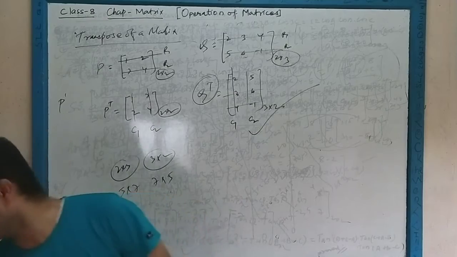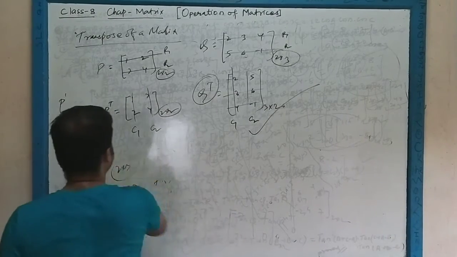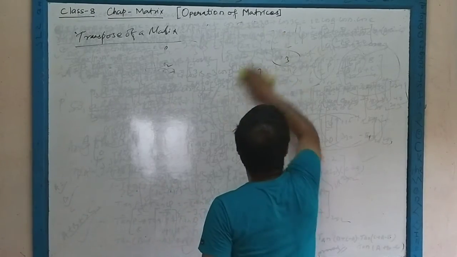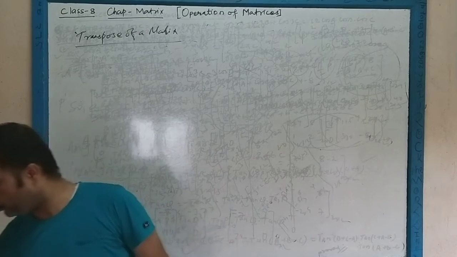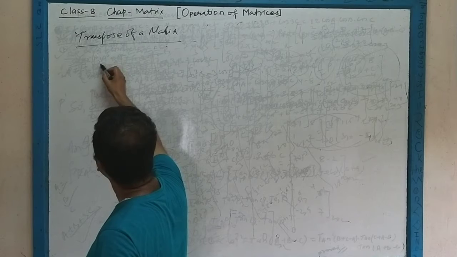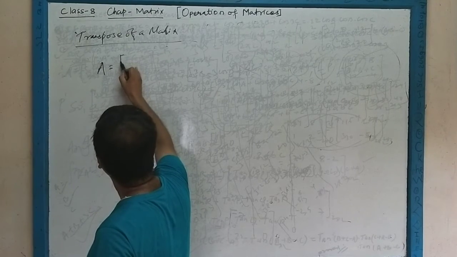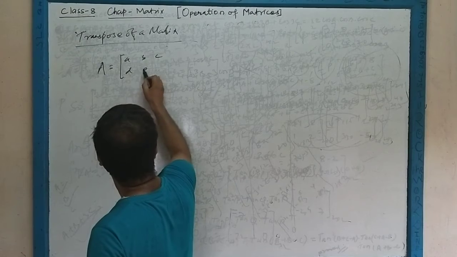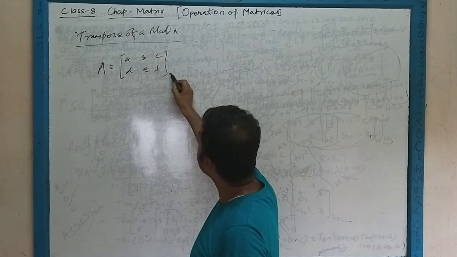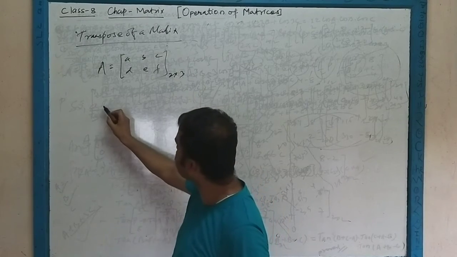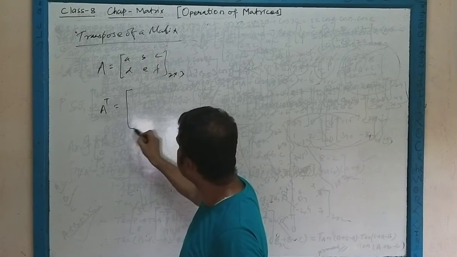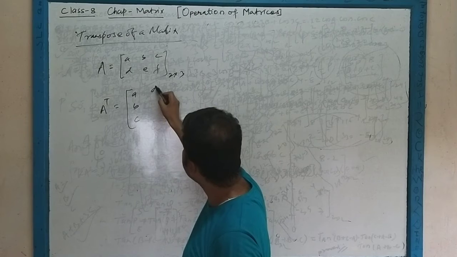Now let me go for one more example. How to find the transpose? You might have understood how to find the transpose. So here again I am taking an example. Matrix A, suppose a, b, c, d, e, f, in small letters. So it is 2 by 3. What is A transpose? First row becomes first column, that is a, b, c, d, e, f.